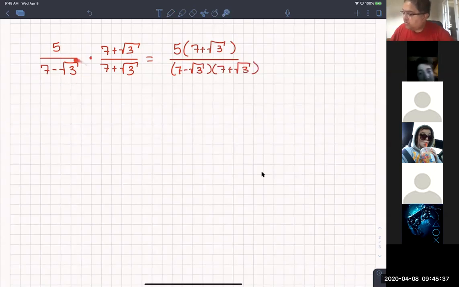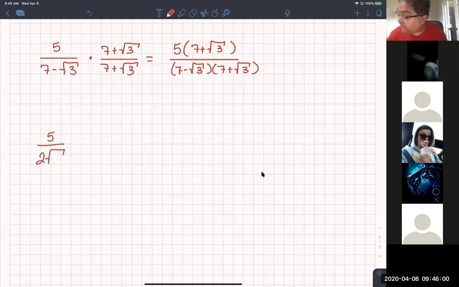Yeah, so when we have a binomial, this is a binomial because it's two terms. Remember, binomial means two terms. So look, this is 7 minus root 3. So this is a binomial when we have two terms like this in the denominator. If it's just one term underneath the radical, then you can multiply by what's underneath the radical. So if I had, say, 5 over 2 root 3, this is not a binomial. This is just one term. So all you have to do is multiply by root 3 over root 3 to get it out from underneath the radical.